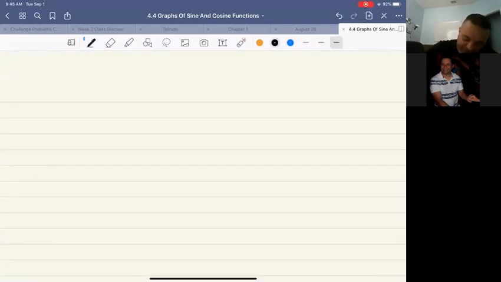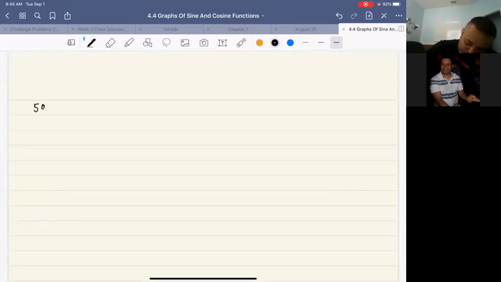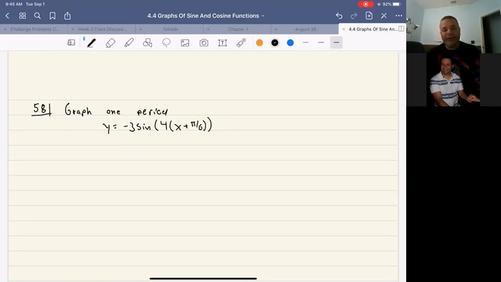Okay, so number 58 says to graph one period. They give us y equals -3 sine of 4, and then in parentheses x plus pi over 6. Okay, so first let's go ahead and write out the stuff we need.